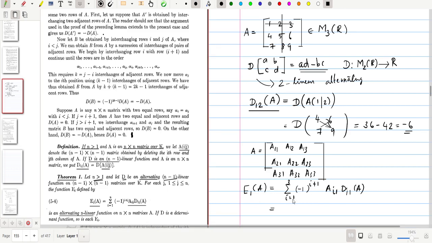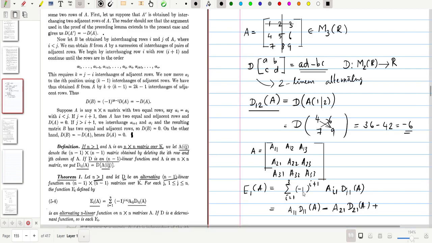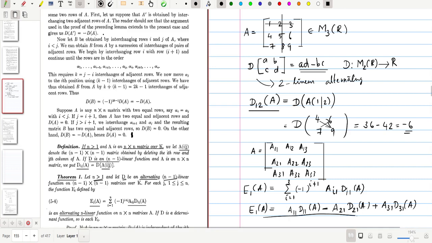When you expand this by putting i equal to 1 first, you get minus 1 raised to 2, that is 1, times a11 d11 of A, plus for i equal to 2, minus a21 d21 of A, since i plus 1 is odd, then plus minus 1 raised to 3 plus 1, that is 1, times a31 d31 of A. So this is our E1 of A, and we need to prove that this is a 3 linear alternating function.